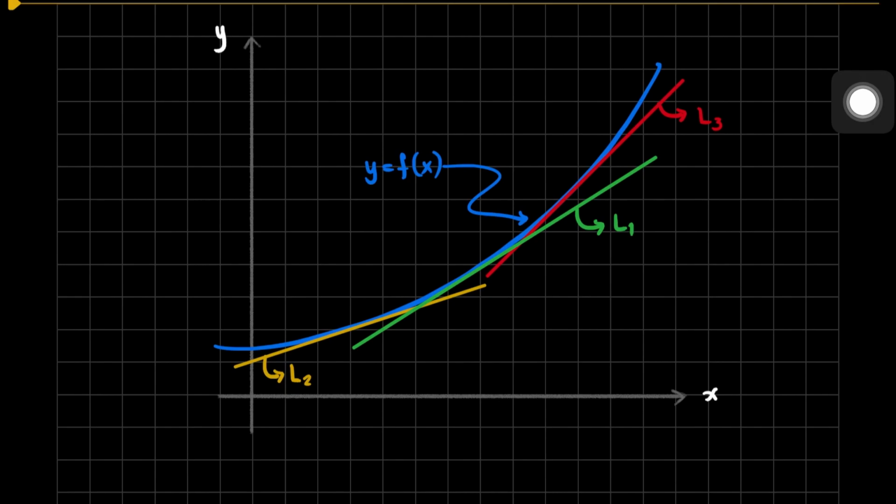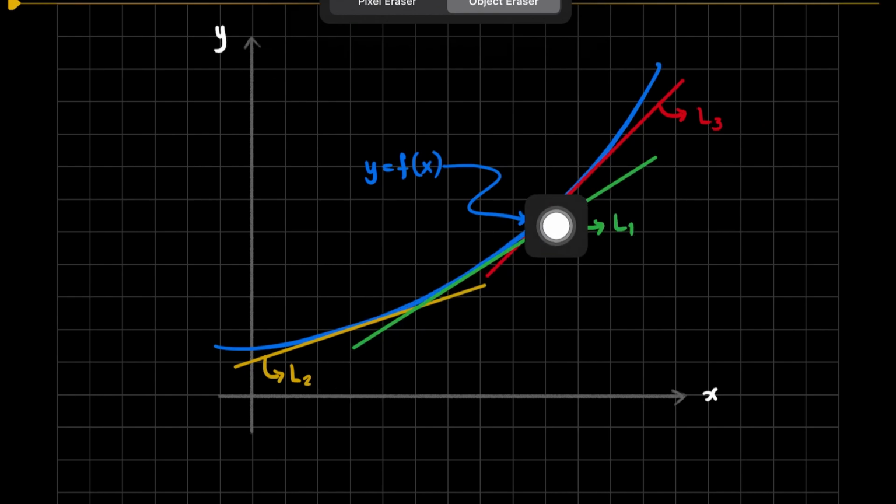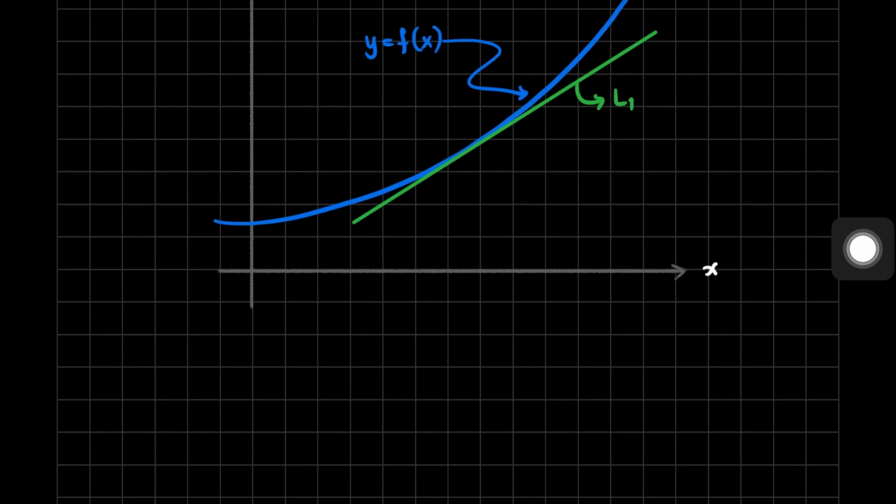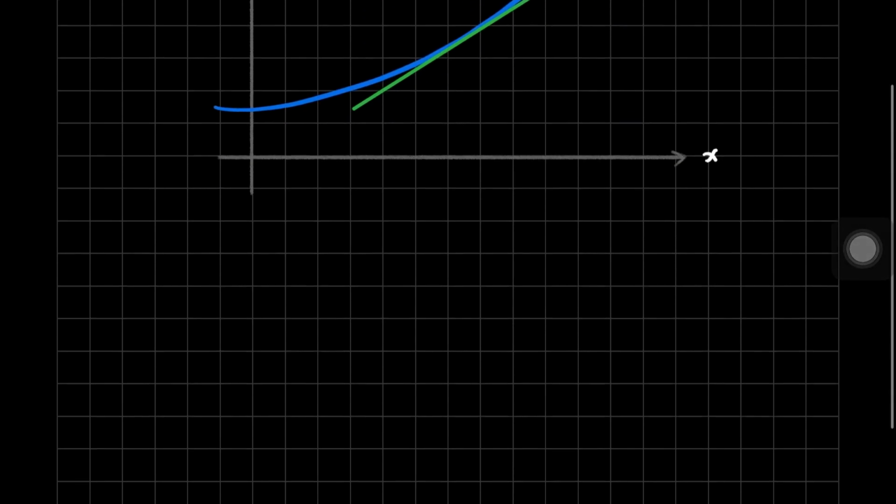Now, if we're going to focus our attention on just one tangent line of this curve here, let me just erase this one and keep line 2. If we're going to determine the slope of this tangent line, let us first recall the concept of the slope of a line.